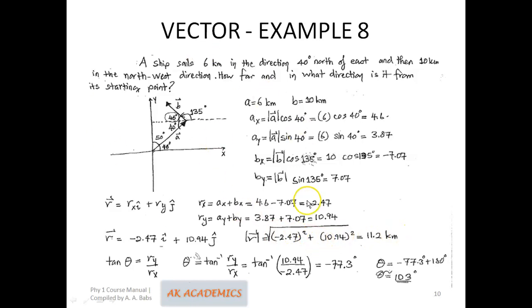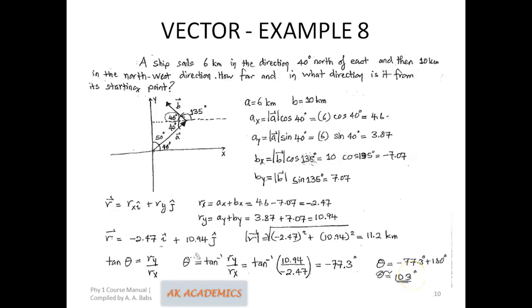Now, we want to find the direction, which is the last thing to do here. The direction is given as tan theta equals the vertical component divided by the horizontal component. That gives us theta equal to tan inverse of 10.94 divided by minus 2.47, which gives us minus 77.3 degrees. So the direction of the resultant vector is minus 77.3 degrees, and then you subtract this minus 77.3 degrees from 180 to get 103 degrees.